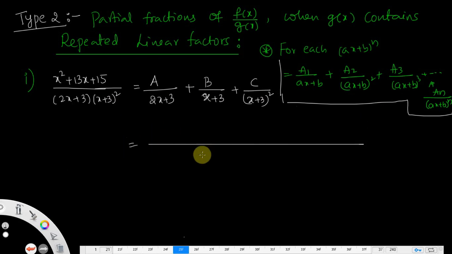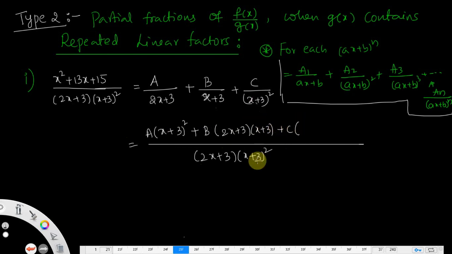So put the denominator as the LCM, which is (2x plus 3) into (x plus 3) whole square. Then A into whatever is left: 2x plus 3 is the common factor, keep it aside, and write x plus 3 whole square taking the LCM. And then B: in this, one x plus 3 is inside, so write (2x plus 3) into (x plus 3). And then for C, (x plus 3) whole square is common, keep it aside, and the leftover is 2x plus 3.